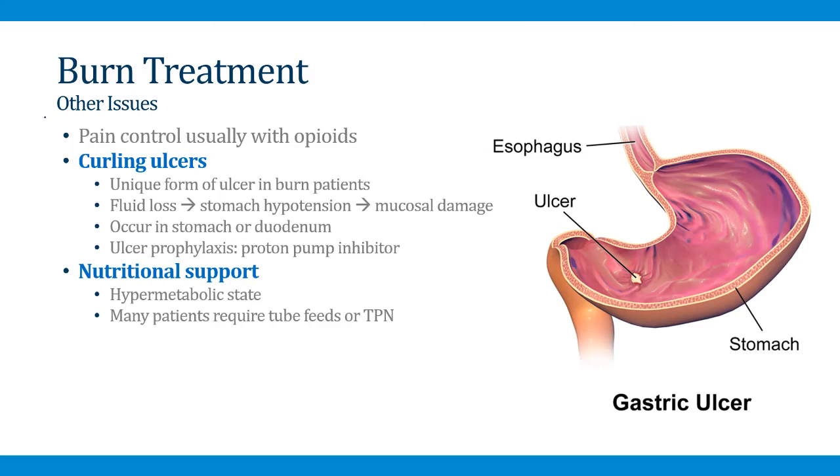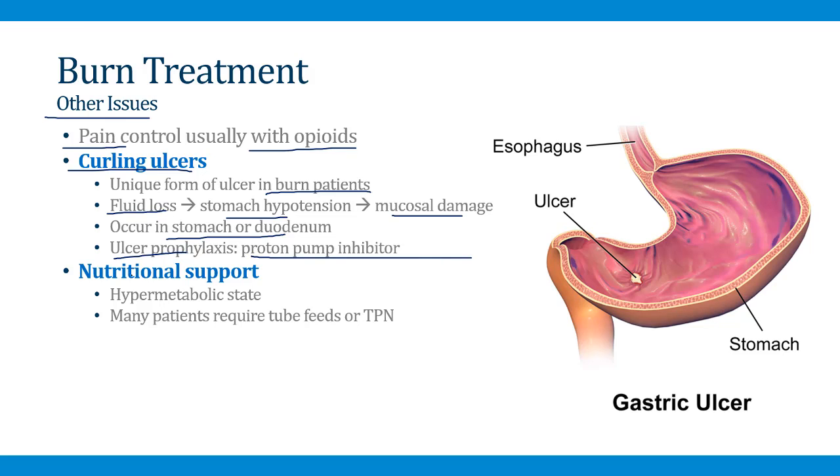Some other issues around treating burn patients: these patients are often in exquisite pain, so pain control with opioids is often necessary. Burn patients can easily develop gastric or duodenal ulcers. These are called Curling ulcers. They're a special form of ulcer that occurs in burn patients. The mechanism is the fluid loss from the burns leads to hypotension in the stomach and mucosal damage, and these patients develop ulcers in the stomach or sometimes the duodenum. And because of the propensity to develop Curling ulcers, burn patients are usually administered ulcer prophylaxis with a proton pump inhibitor.